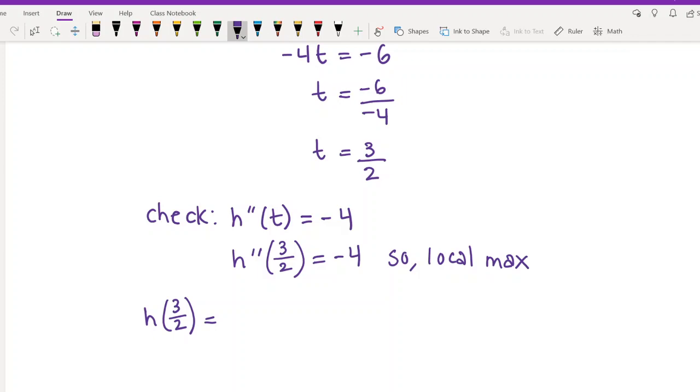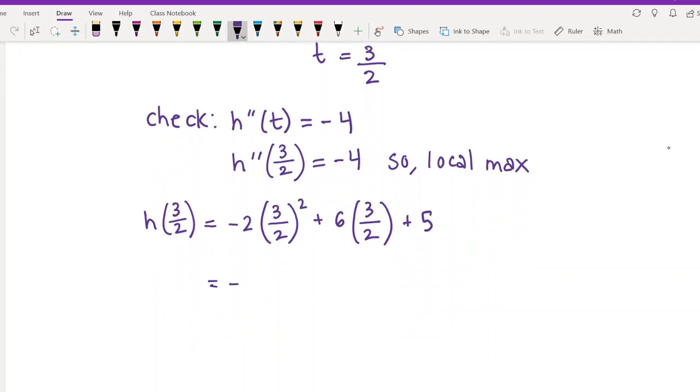So if we plug this in, and I actually forgot to do this ahead of time, so I'm going to do it on my calculator in real time. I'm just going to write it out as a fraction. I think that'll actually be faster. So we have -2 times (3/2) squared, plus 6 times 3/2, plus 5. So that's going to give us -2 times 9/4, plus, so 6 times 3/2 is going to be 18/2, plus 5.